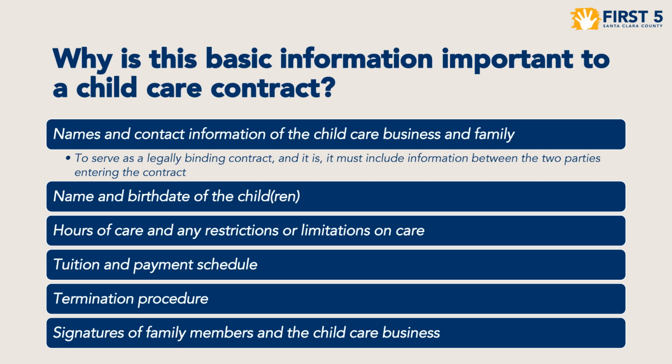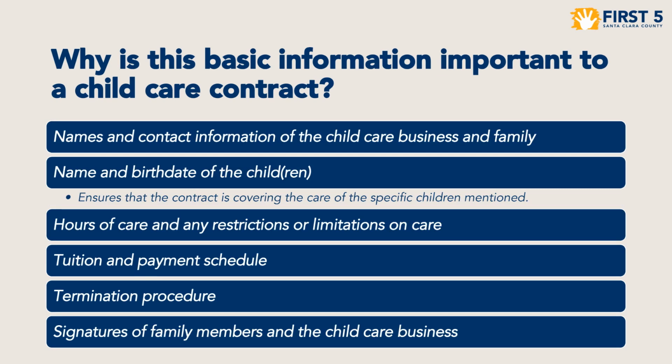Names and contact information of the child care business and family or party responsible for payment. For this document to serve as a legally binding contract, and it is if written correctly, it must include information between the two parties entering into the contract. In this instance, the family member responsible for enrolling and paying for the child care services and the child care business. Notice we said, family member responsible. In some cases, this could be both parents or one parent and/or guardian. In other cases, this could mean a grandparent, family member, guardian, or foster parent.